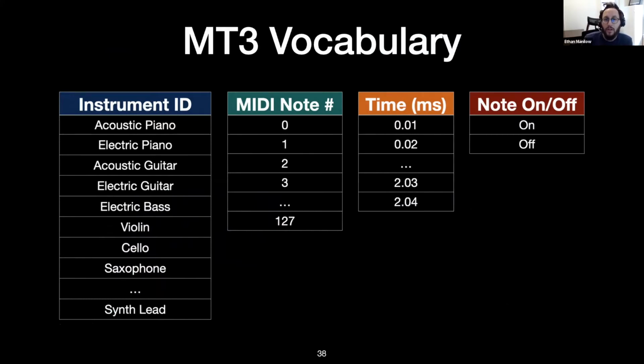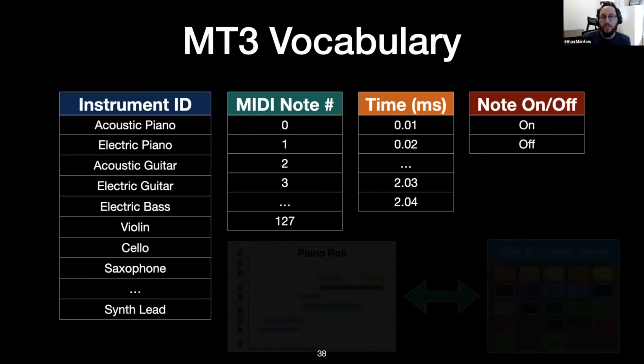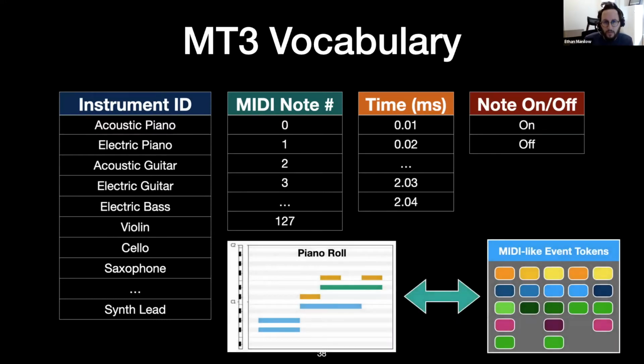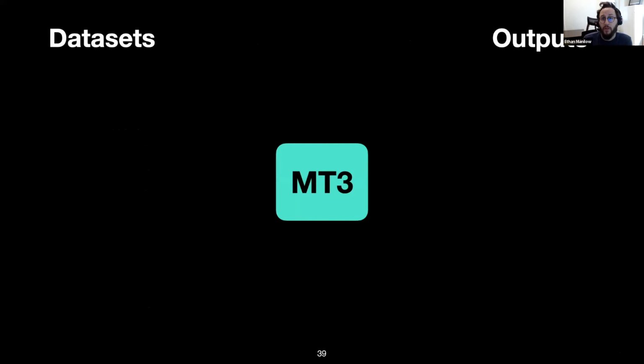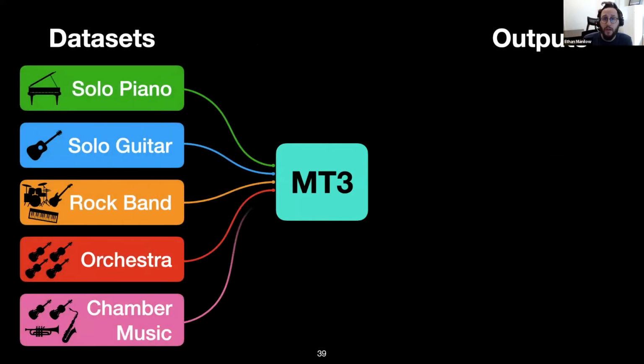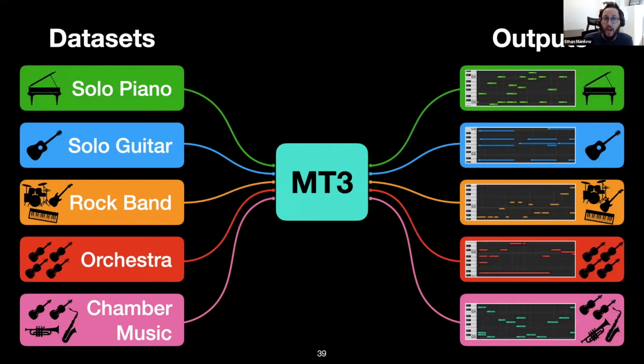This vocabulary is designed to mirror the MIDI specification, with specific token types indicating the instrument ID, MIDI note number, timing of events, on-off indicators, etc. So a set of tokens actually is the transcription, which can be stored as MIDI or in the piano roll format. One of the main appeals of this vocabulary is that we can now train MT3 on any data set we can get our hands on, and the only limitation of the output is the data that we have.